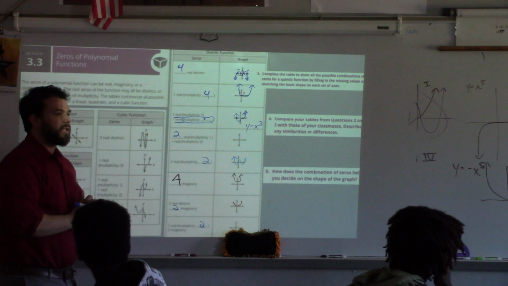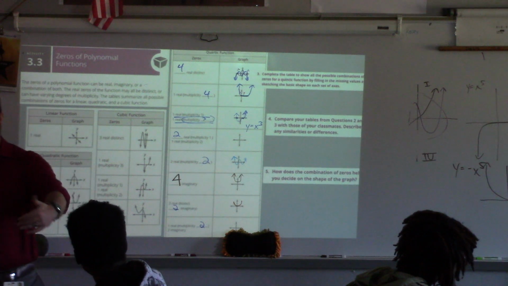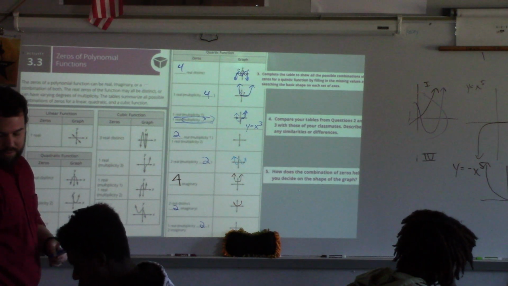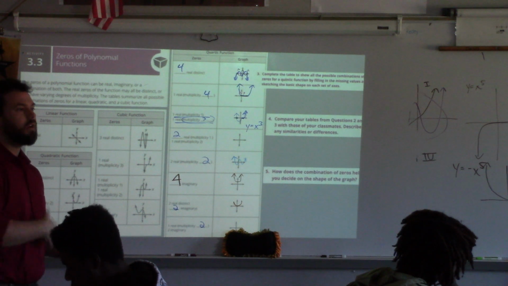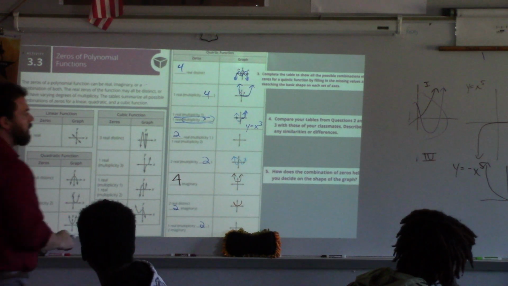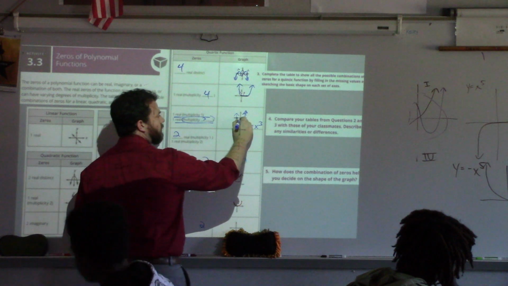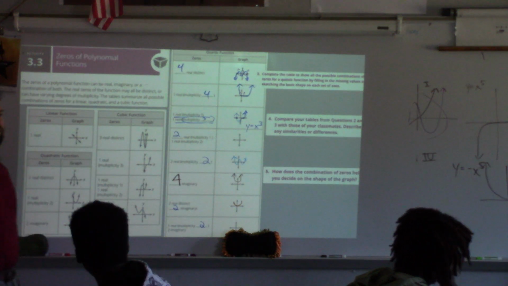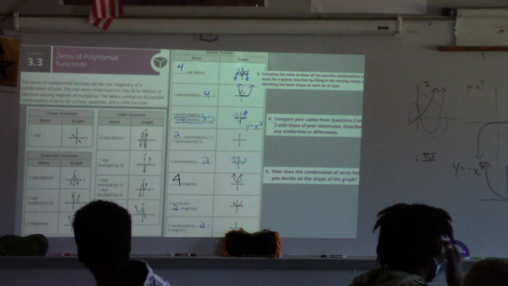That's what I want you to notice, and if you look at the left-hand side of your page on 3.3, it actually has an example of a cubic going through the x-axis, where it says one real multiplicity of 3. It's going to look like a cubic, right? That one root is showing up 3 times. Doesn't mean it's touching the x-axis 3 times, it's just a multiplicity of 3.